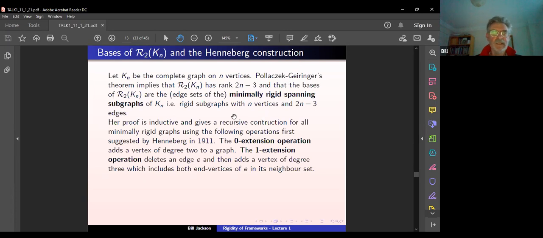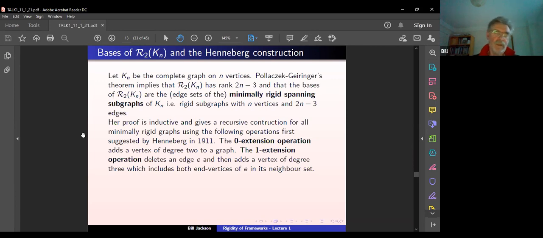So Pollaczek-Geiringer comes into it because the proof is actually inductive, and it gives us a recursive construction for constructing all of the minimally rigid graphs, minimally rigid spanning subgraphs at the end. And it's based on graph operations, which were first suggested by Henneberg in 1911. So the first operation is called zero extension. So it's actually the two-dimensional version of zero extension. And here, this is a very simple observation: we just add a vertex of degree 2 to a graph and 2 new edges.